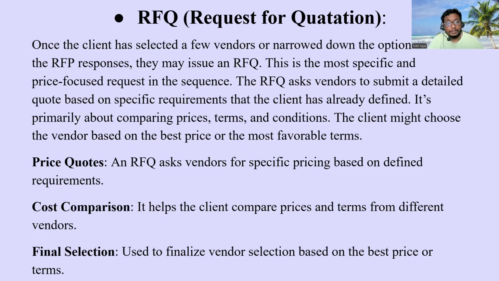The client might choose the vendor based on the best price or the most favorable terms. As I said before, they will be comparing the prices based upon the quote given by the vendor. Coming to the points: price quote. RFQ asks vendors for specific pricing, to submit their specific budget and price. Cost comparison: here the client will be doing the cost comparison and selecting the final vendor. Final selection: used to finalize vendor selection based upon the best price and terms.